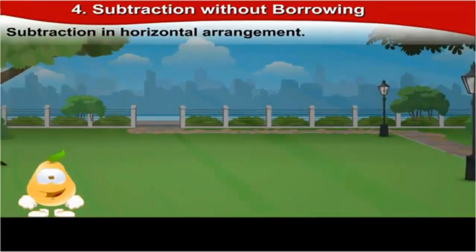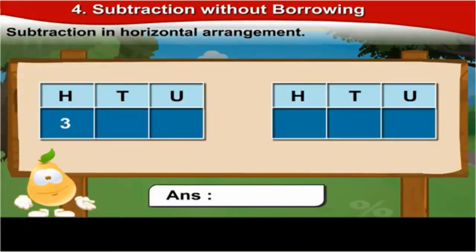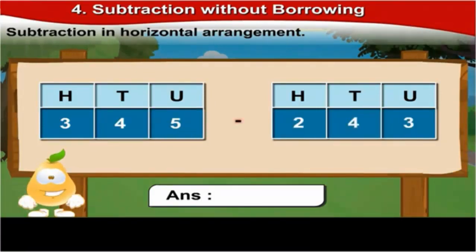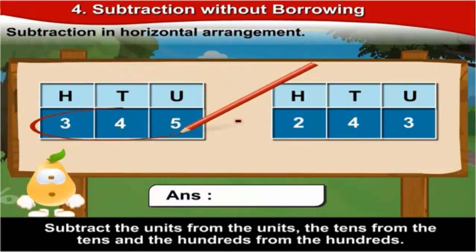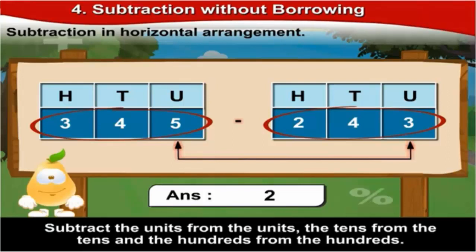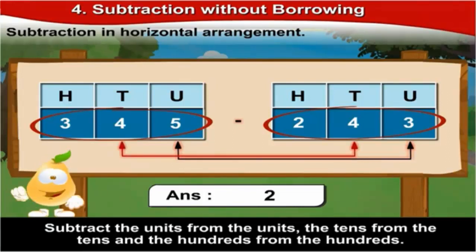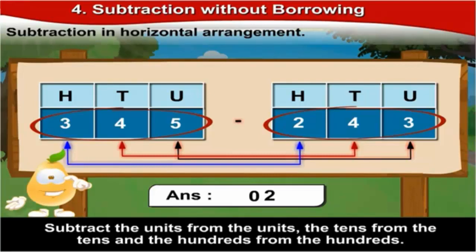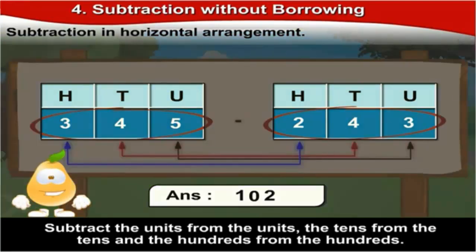Subtraction in horizontal arrangement. Now here we have 3 hundreds, 4 tens, 5 units minus 2 hundreds, 4 tens, 3 units. Arrange this horizontally in this way. And now subtract units from units, tens from tens, hundreds from hundreds. 5 units minus 3 units is 2 units. 4 tens minus 4 tens is 0 tens. 3 hundreds minus 2 hundreds is 1 hundred. So the answer is 1 hundred, 0 tens, 2 units, which means 102.